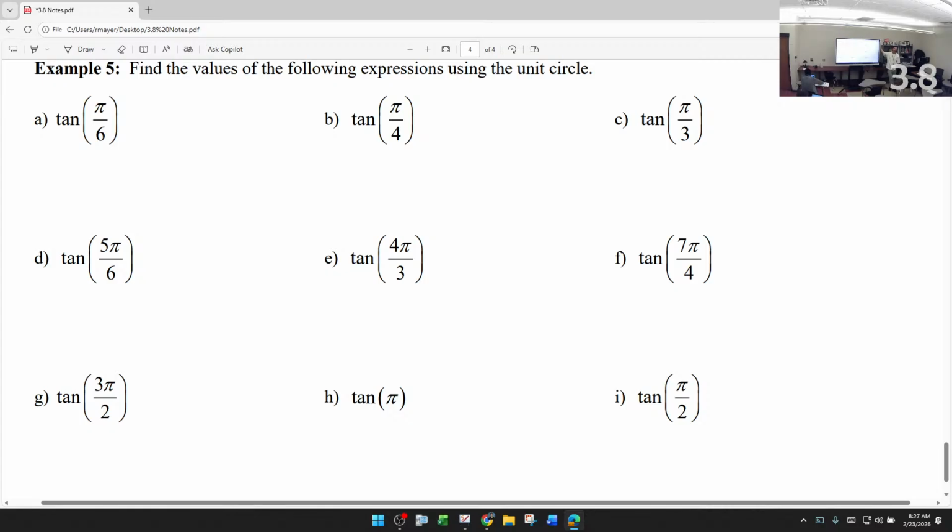I hope you know your unit circle. Told you guys at some point you've really got to know this unit circle. And this is where it comes into play again.